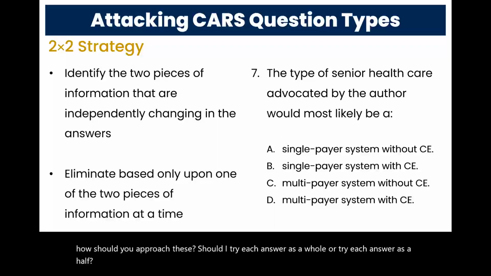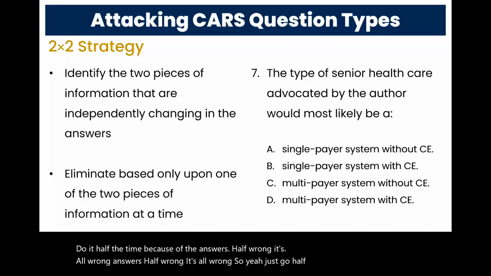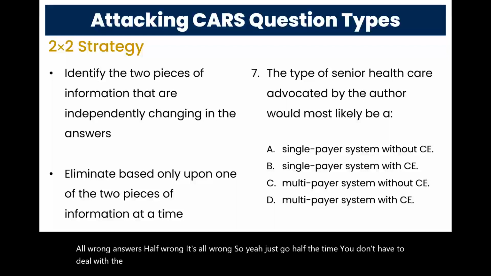Do it half at a time, because if the answer is half wrong, it's all wrong. So yeah, just go half at a time. You don't have to deal with the big long part of it. So what we found in this one, okay, it's not multi-pair. So which 2 answers are wrong?